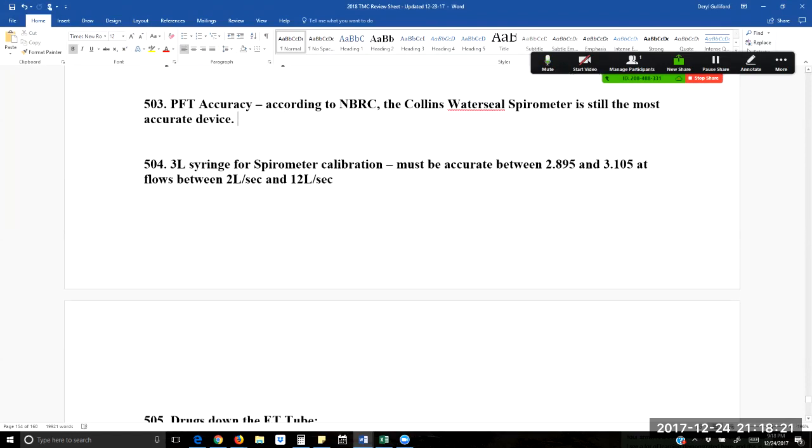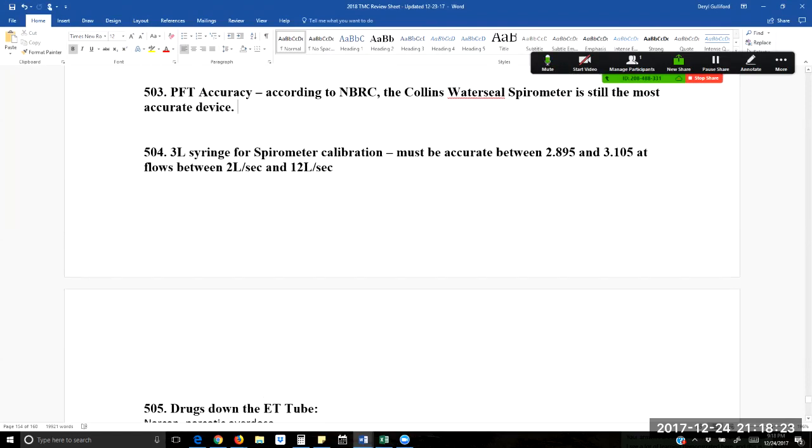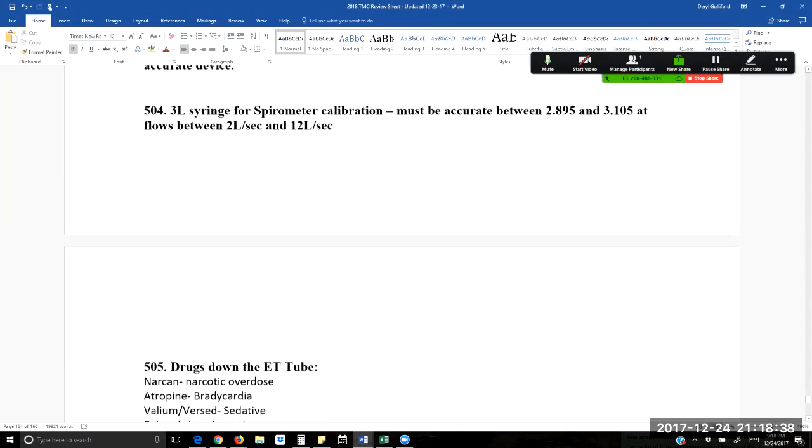504, 3-liter syringe for spirometer calibration. You know it's accurate if it's between 2.895 and 3.105. 2.895 and 3.105 is the acceptable range for that 3 liters. And the flows we use are 2 to 12 liters per second.